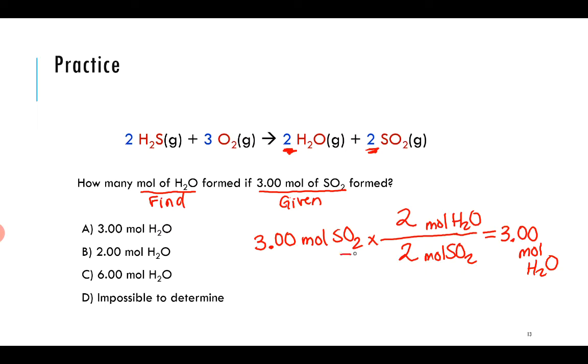It's a good idea to list your compound so that you remember which compound you're talking about moles of. They're like apples and oranges. You have to know what you're talking about, because if you want to cancel out apples and find oranges, you have to make sure that you're canceling out the right substance. So 3.0 moles of H2O.